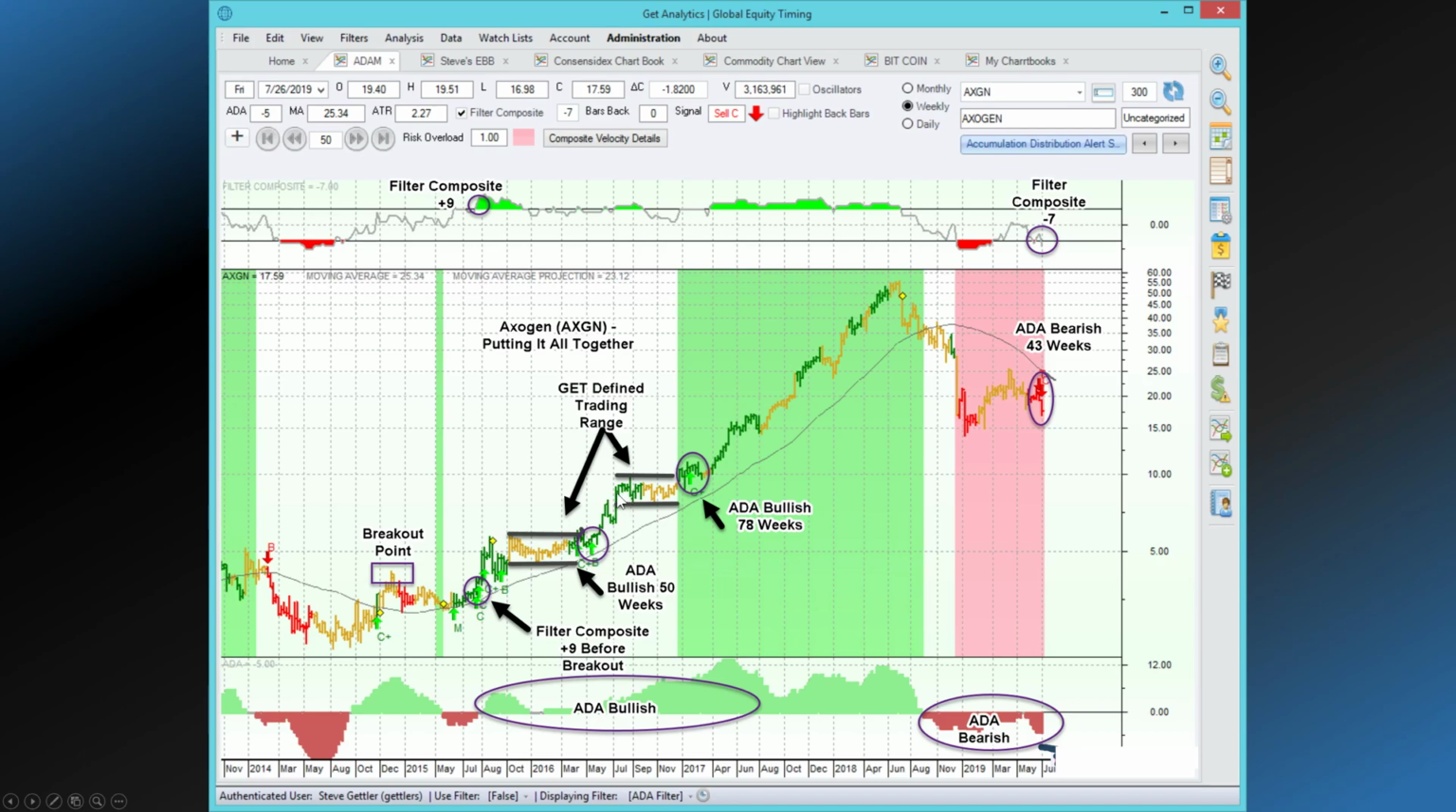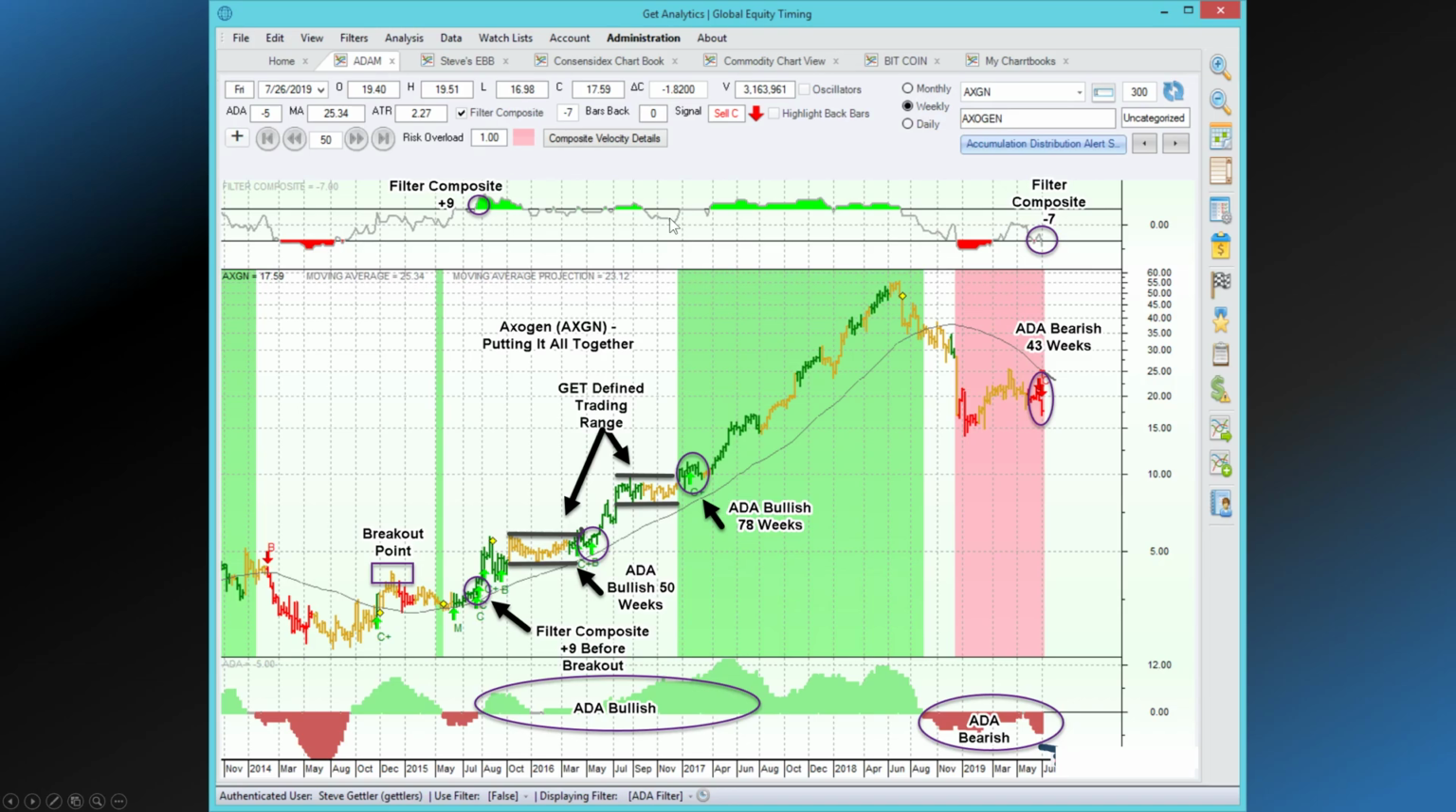Notice that we went into a second trading range right in here, and again, global equity timing defined it as a trading range. And which way is it going to break out of that trading range? Well, ADA remained extremely bullish in through this entire time frame. This would be our primary clue that prices were going to go higher.